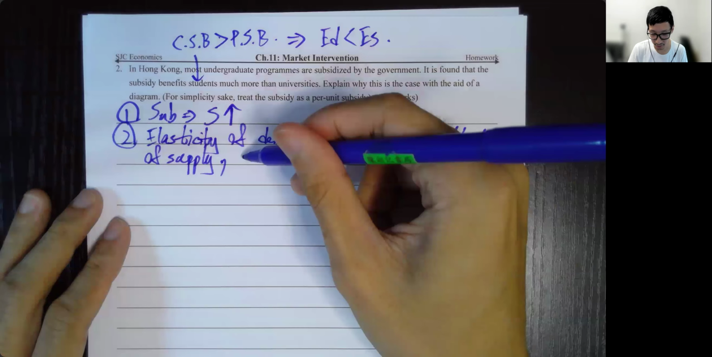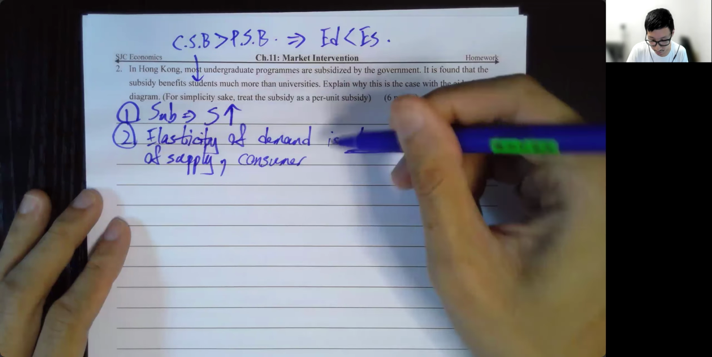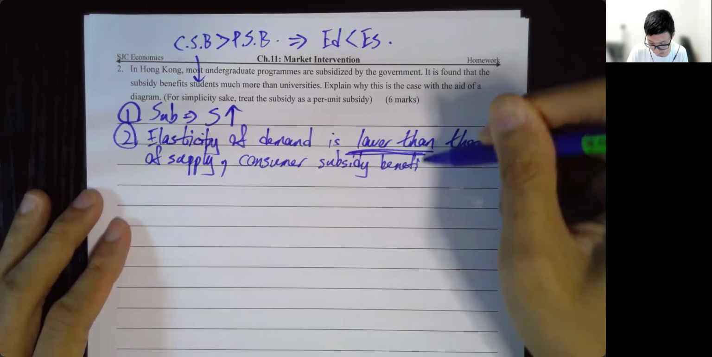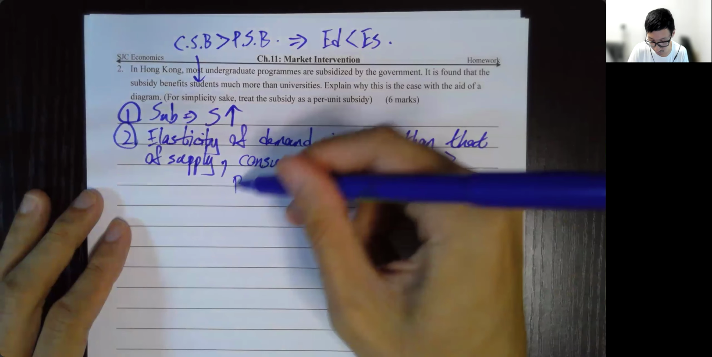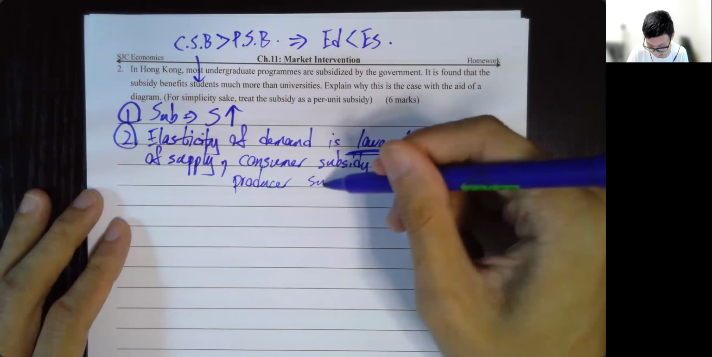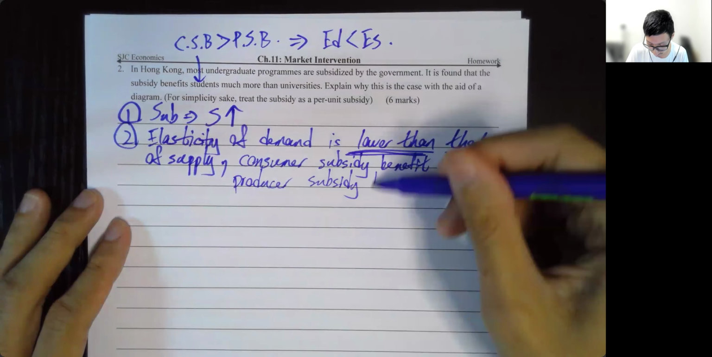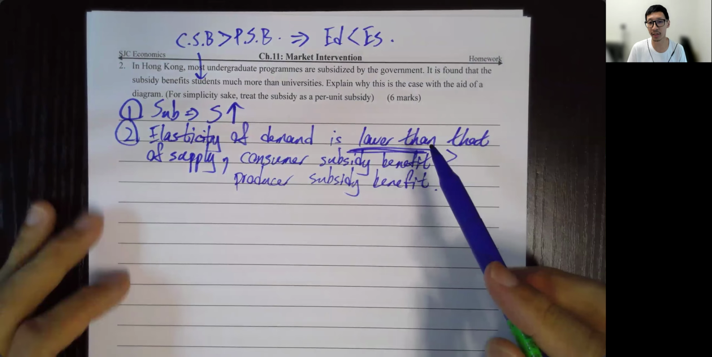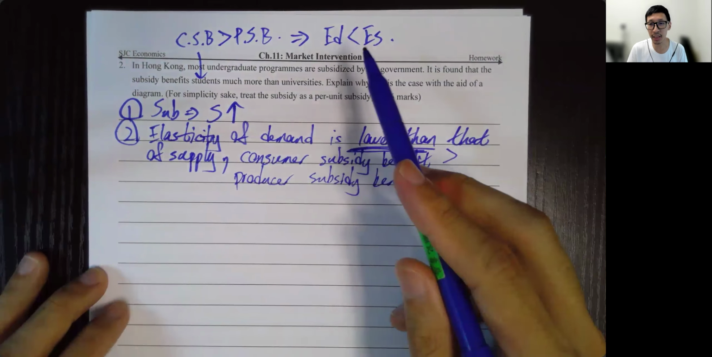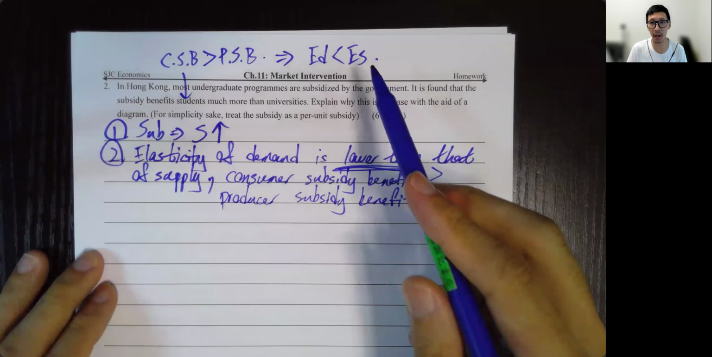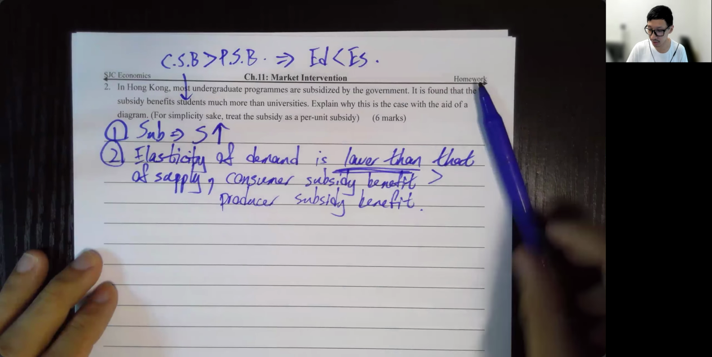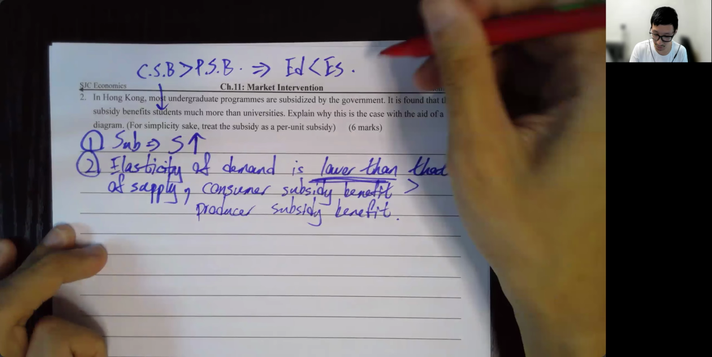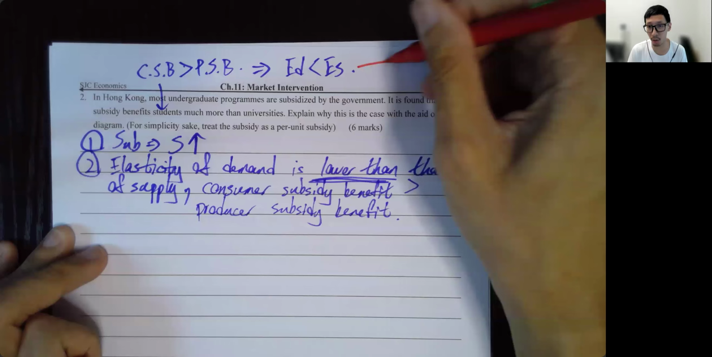Then we know that consumer subsidy benefit will be more than the producer subsidy benefit. Okay, now this is very important. Don't say elastic or inelastic. Okay, now with this condition, we want supply to be more elastic. So if you remember, we only change the shape of a supply curve. More elastic, which means it's more horizontal in nature.